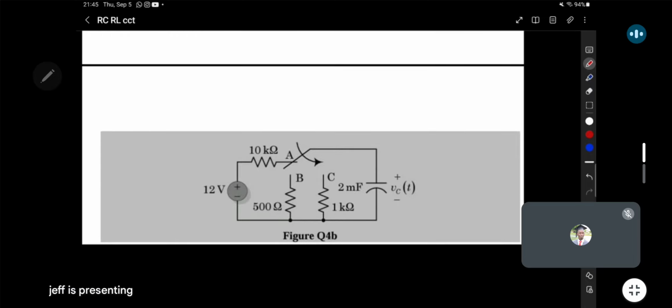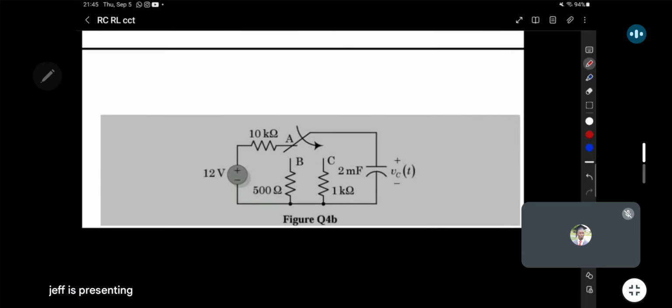Okay, so how do we interpret this? The first thing is to understand exactly what the question is saying. Initially, the switch was in position A and it was there for a very long period of time. So we have something like this.